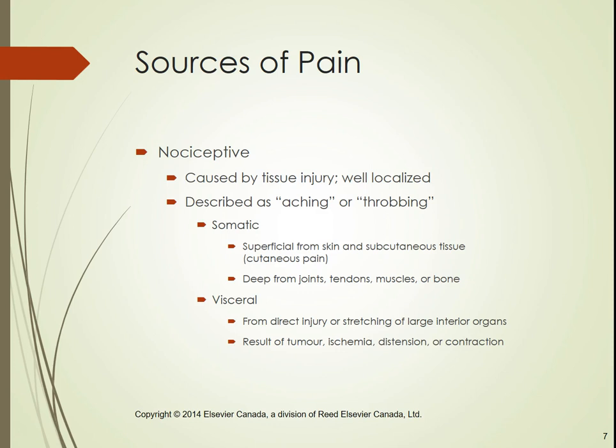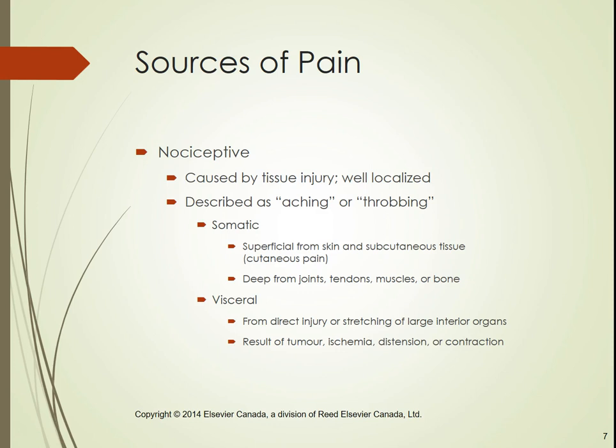So nociceptive pain is caused by tissue injury, and it's also often described as aching or throbbing. If you have somatic pain, it is superficial, it comes from the skin, and it's a subcutaneous tissue type pain. It can come deep from joints, tendons, muscles, or bone. So somatic pain is from skin and tissue, joints, tendons, muscles, or bone.